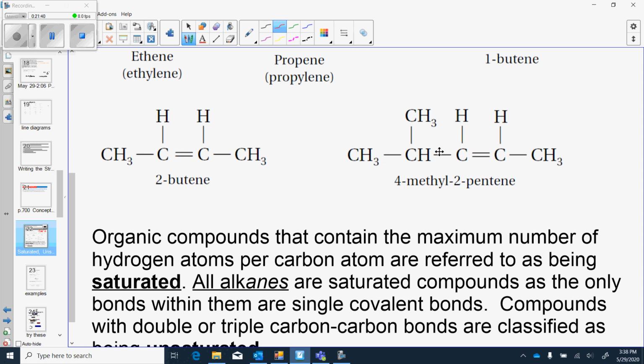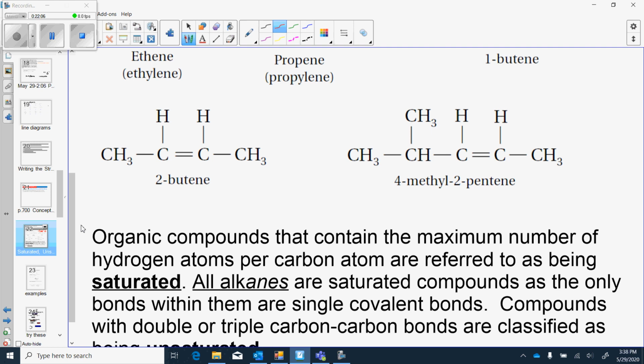If we count this way, the double bond starts on the third carbon. Okay? Here we have a methyl group right up here. It's on the fourth carbon because this takes priority. So we number it 4 for our methyl, 2 for our double bond. So 4-methyl, 2-pentene. See the hyphens between numbers and letters?